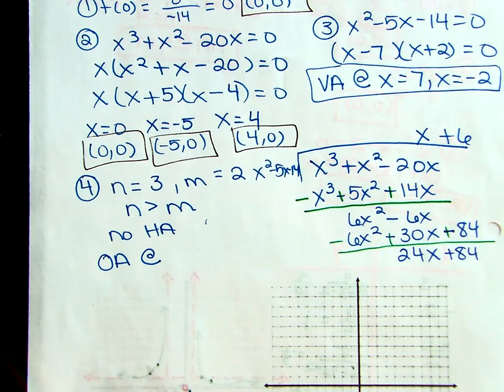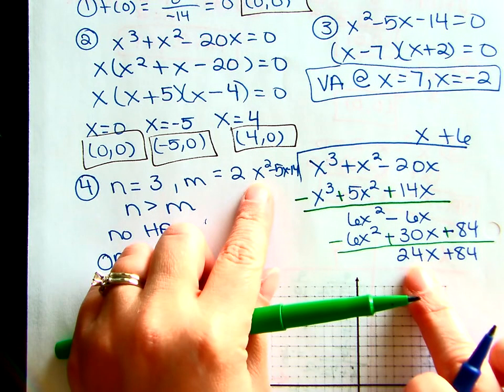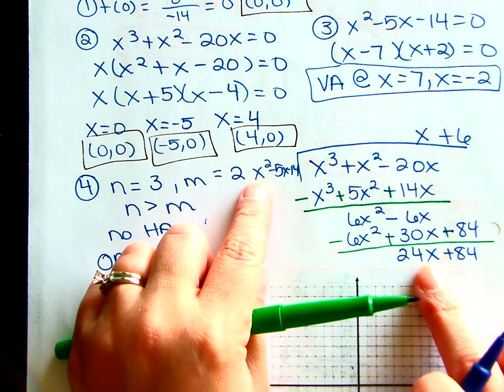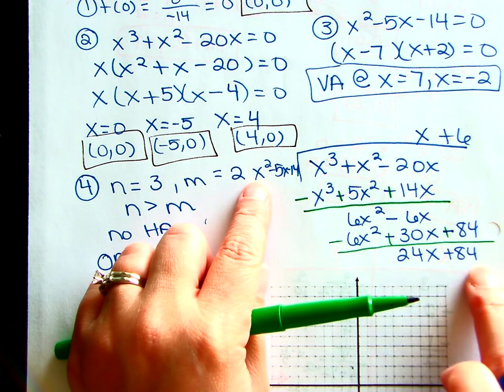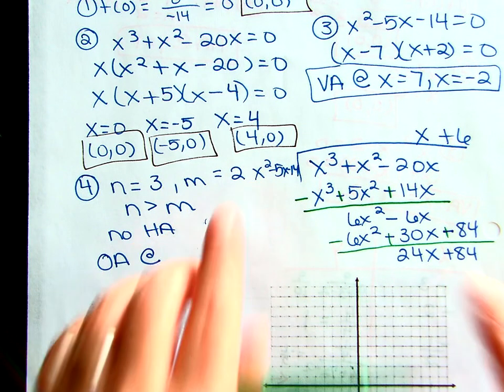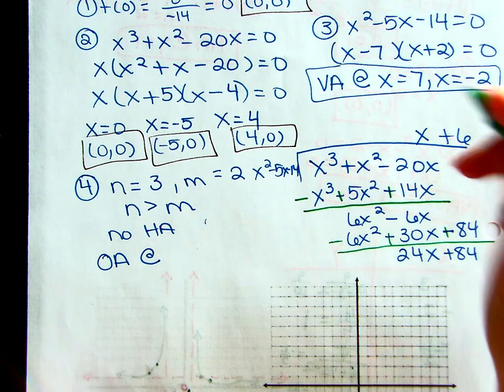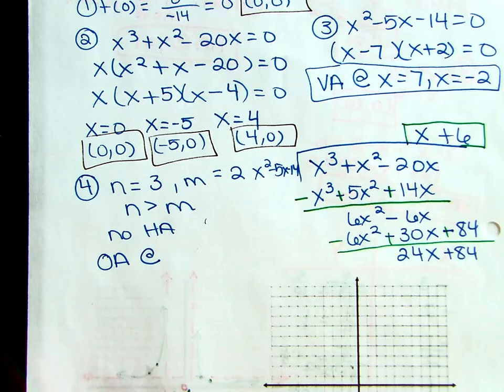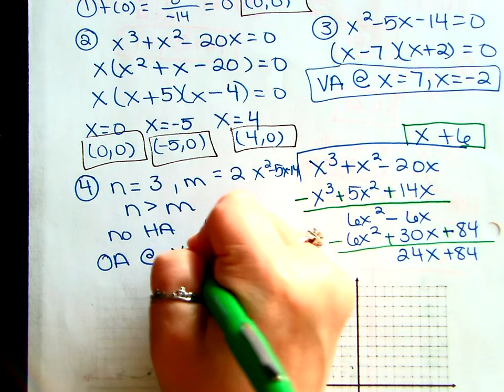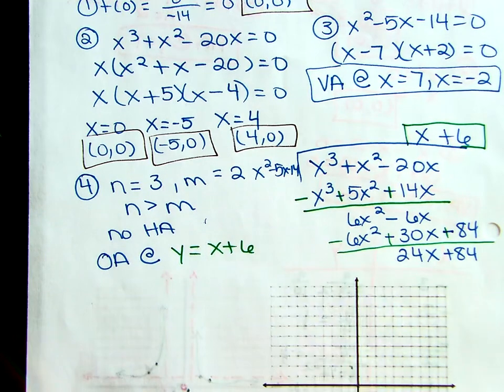Now, there's no way I can get x squared to give me 24x because the powers are down, so this would all be our remainder down here, but we don't need to worry about our remainder. All we worry about is this x plus 6. That is the equation for our oblique asymptote. Y equals x plus 6.